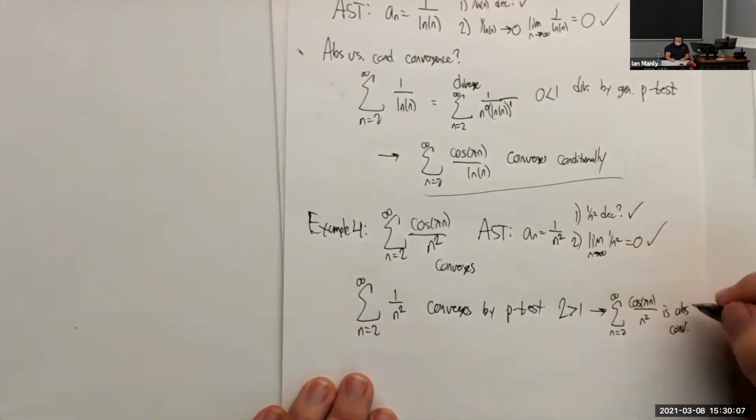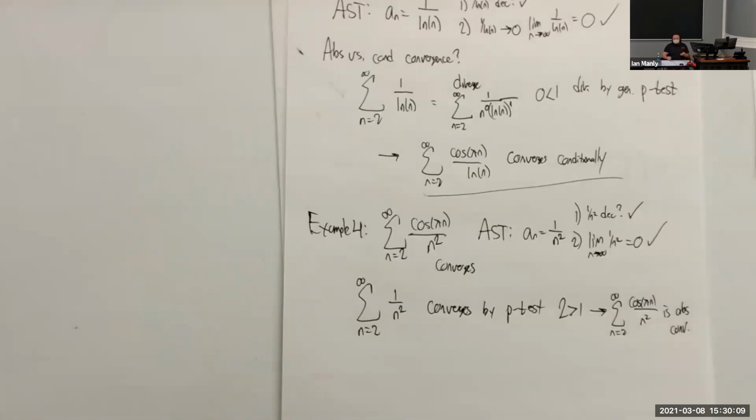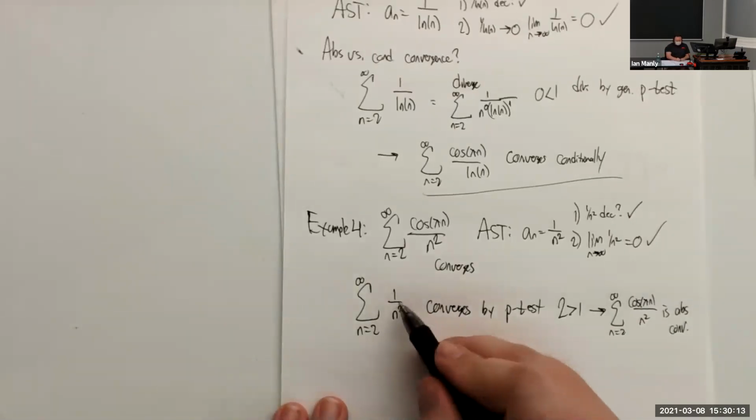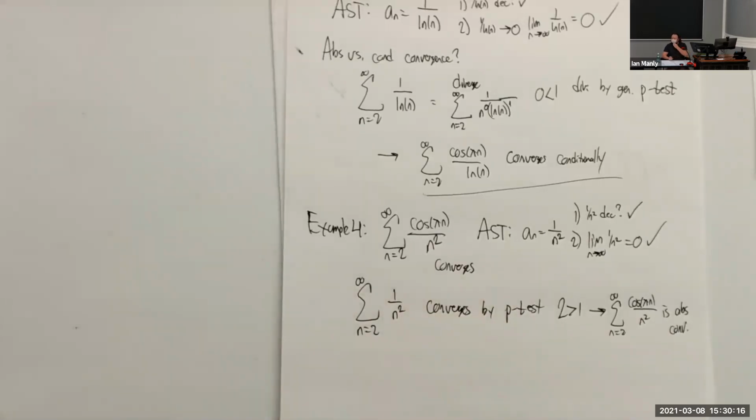Another way to remember this is that absolute kind of means absolute values, meaning you can slap absolute values on your expression in here and it'll still converge no matter what. When did we go over the p-test? It was on the same day as the integral test. So I would look at your notes there.